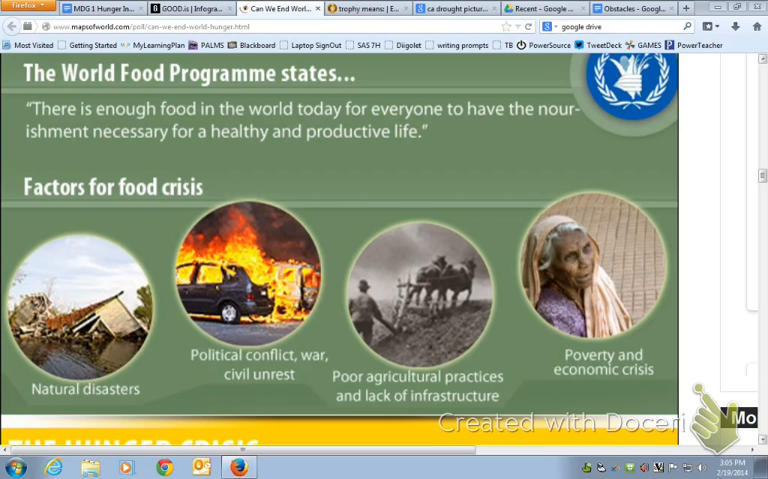And then a lack of infrastructure. That's sort of like the backbone of your country. What keeps it running? The government and the currency and the roads and the electric and the grid. All these things that make your country go. If that's not in place, then how are you going to make sure that everybody is eating?